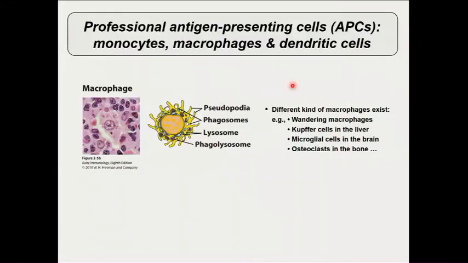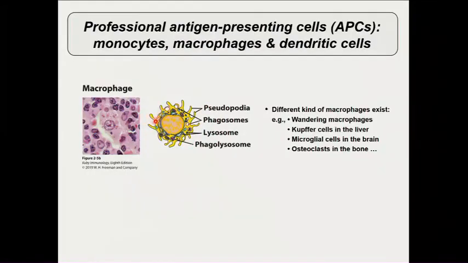So they are sometimes called professional antigen-presenting cells, or APCs, and there are many cells that are professional antigen-presenting cells. The most known ones, or the most important ones, if you like, are monocytes, macrophages, and dendritic cells. So here we have a schematic representation. You see that this is a funny looking cell because it has all these little arms that they call pseudopodia.